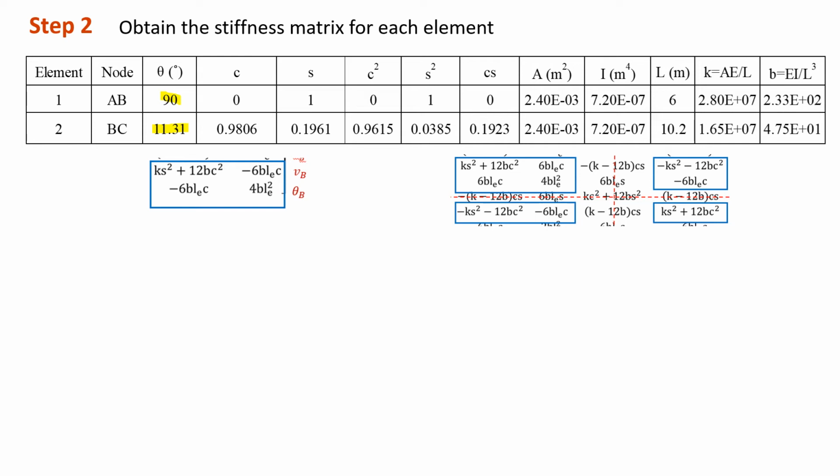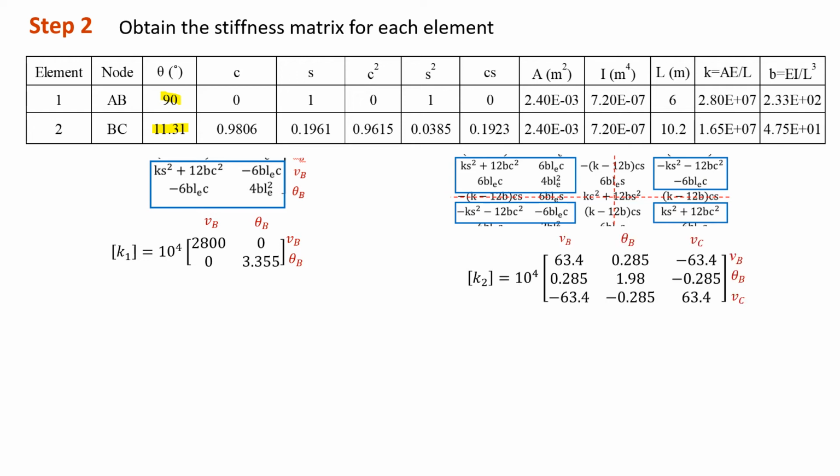For the first element, we just need to refer back to our K matrix that we identified just now. We just need to solve these 4 parameters so we can obtain our K1. And we do the same for the K2. We just need to refer back to our K matrix and those identified parameters that we need to solve. By replacing the values from the table, we can solve for K2.